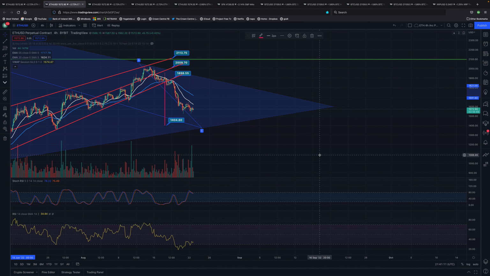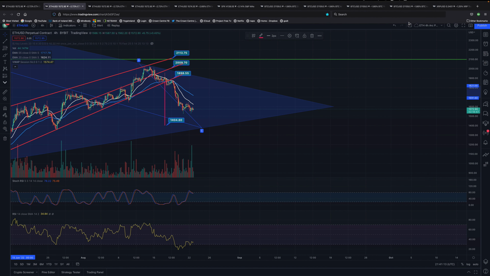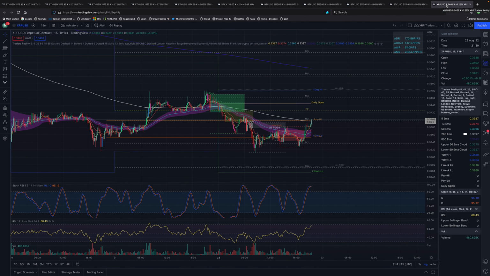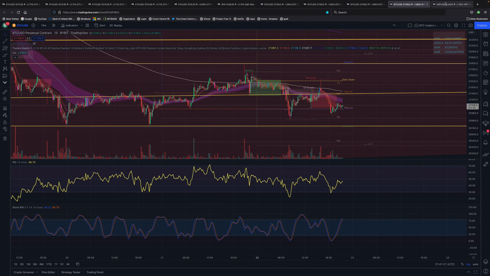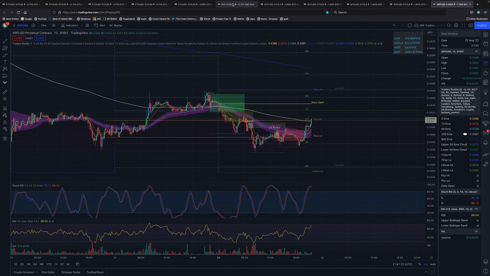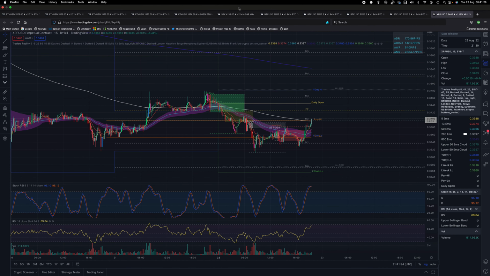So the strategy I will be using might tweak slightly. There it is, going above the mayonnaise. So it's really nice to see that for XRP. So that's what I wanted to say.